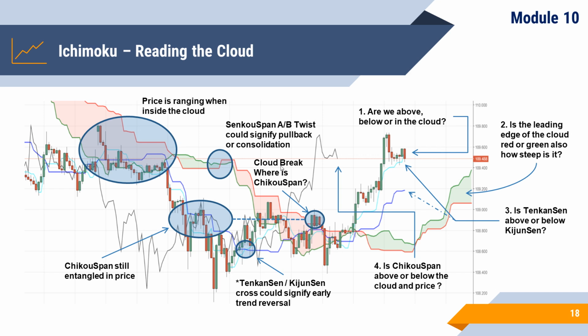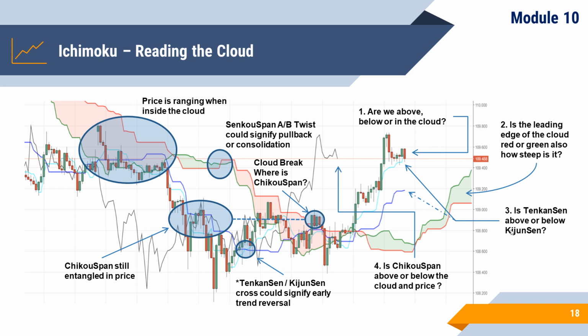As you can see, I pointed out a cloud break. Where is Chikou Span? If you see something like this, a breakout from the cloud, usually that would be a long signal, right? But let's look at our 4 points first. 1, are we above the cloud? Yes, we are above the cloud. 2, where's the leading edge? Looking 26 periods forward, 4, 5, 6, 7, 8, 9, 10, 11, you can see that the leading edge would have been around here. The leading edge is green, but it's still pointing down, which means the momentum at that stage is still bearish. So we have a check for 1, not really a check for 2. The leading edge is still very much bearish.